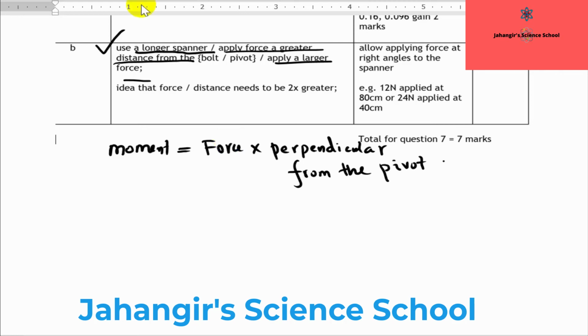So if the mechanic uses a longer spanner, then he or she can produce a greater moment, or apply a force at a greater distance from the pivot. The distance needs to be greater here. Or apply a force at a right angle to the spanner. So applying a force at the right angle to the spanner.